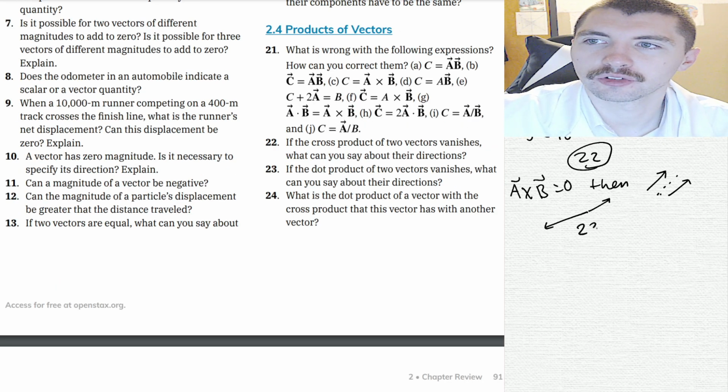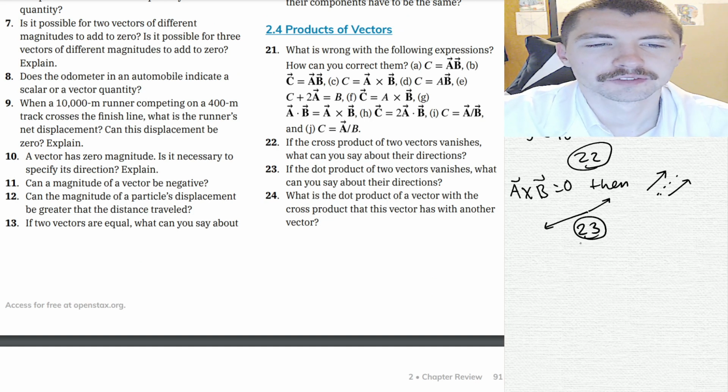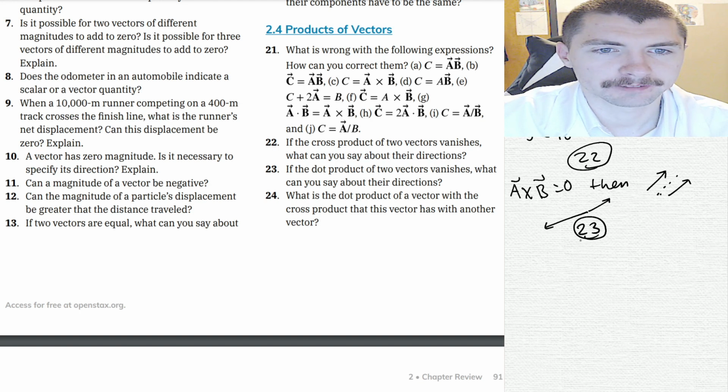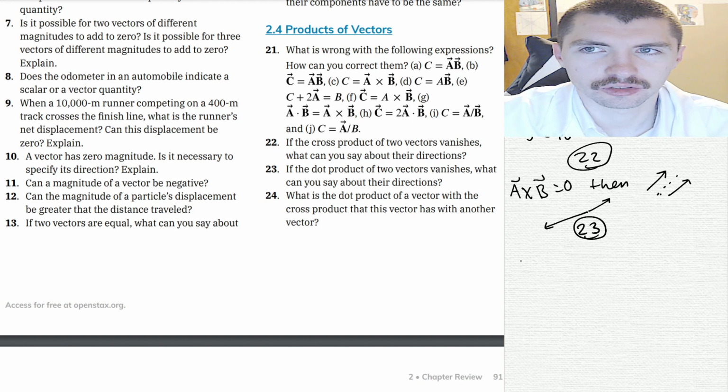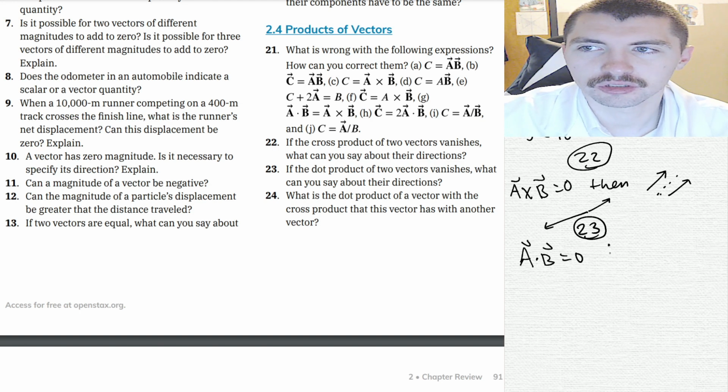All right, so 23. The dot product of two vectors vanishes. What can you say about their direction? So if A dot B is 0, I'm pretty sure that means they're orthogonal.